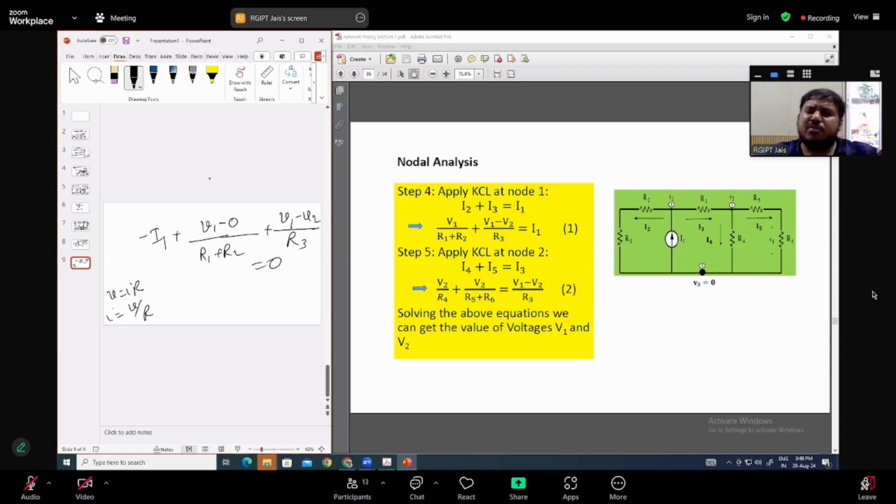Done. Please let me know if you have any doubts in this. That means we have written the KCL equation. Let me write it. KCL at node 1. We are writing KCL at node 1. See whether you are able to grasp this or not. If not, please raise it in the chat. I will try to clarify more.